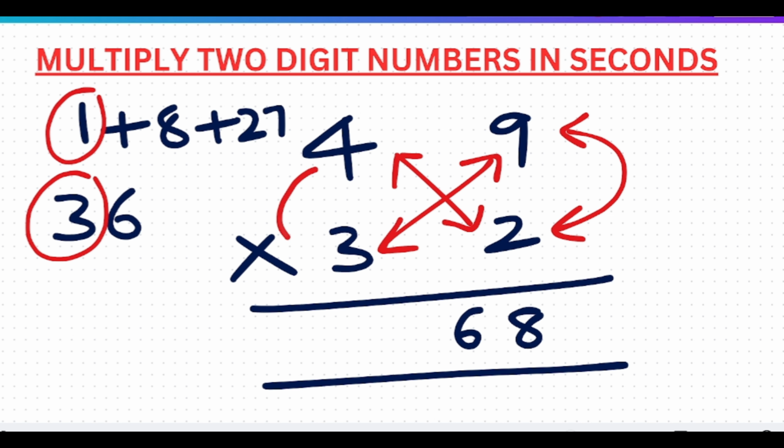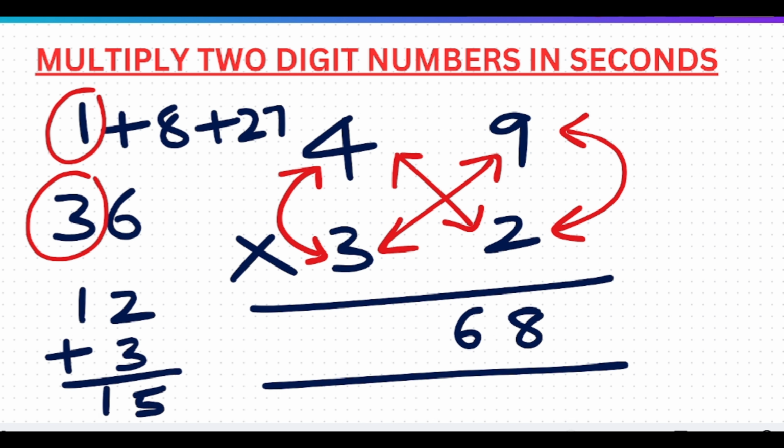And now you multiply the numbers on the left, 4 and 3. 4 times 3 is 12. Now you add the 3 that is left over, which is going to be 15. So the answer is 1568. So when we multiply 49 and 32, the answer is 1568. So whenever you get a two-digit number, you just write the last digit and carry the other number to the next one. So this is the trick to multiply any two-digit numbers in seconds.